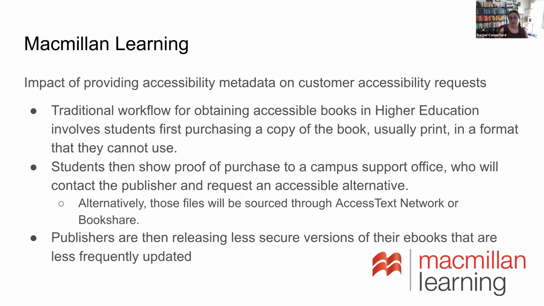When the proof of purchase is provided, the support office contacts the publisher to request an accessible alternative. And that request could be direct. It could be reaching out to the publisher's customer service. It could be a sales representative. It could be an accessibility contact page, or it could be indirect. So they could be reaching out to a resource like Access Text Network or Bookshare.